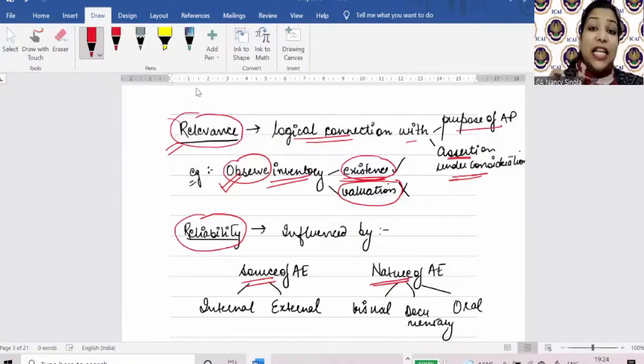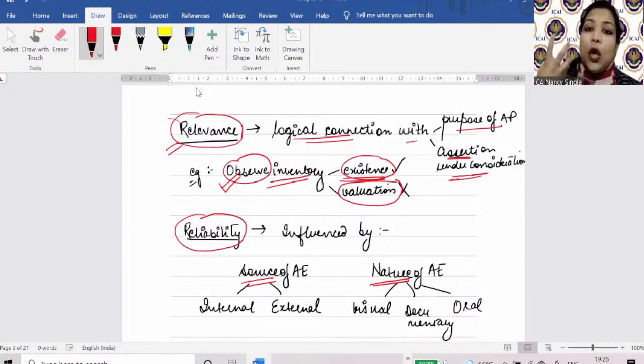And second factor is nature of audit evidence. See, nature can be what? Visual, documentary, or oral. Now, what is meant by visual, documentary, or oral? Let's see. Visual is what? When I am observing the inventory, I am using my eyes to observe the inventory. This is visual audit evidence. Okay? When I'm inspecting some documents, when I'm inspecting some paper, this is what? Documentary. If I'm inspecting the title deed of the building, it is documentary. Okay? If I'm inspecting the building, it is visual.